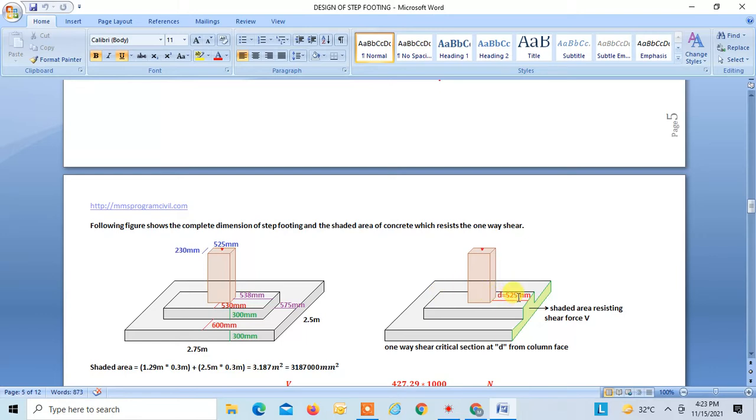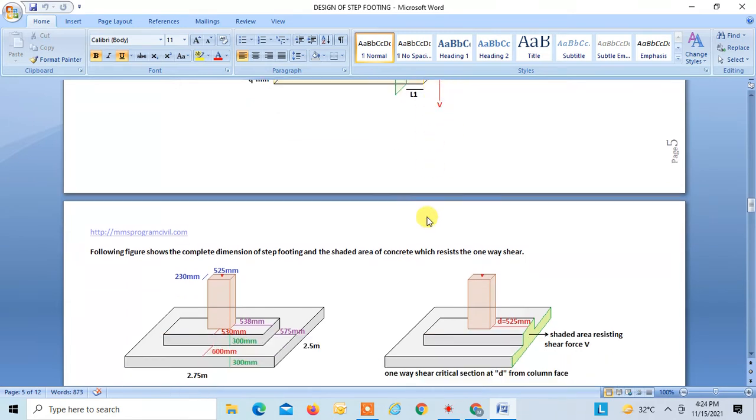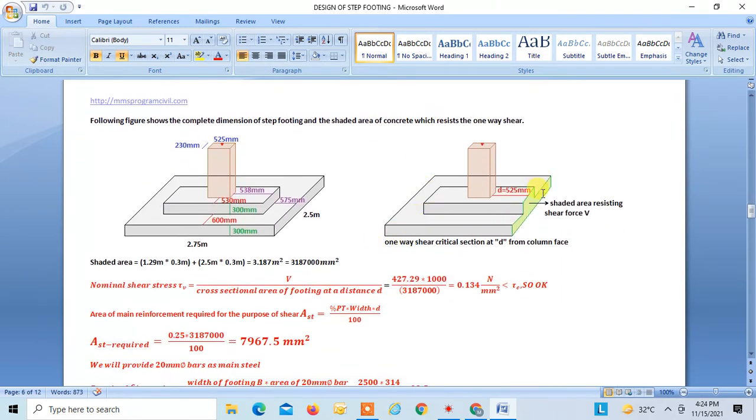So I am taking a section at a distance d, that is section 5-5. So this is the section which I have cut in the footing, and this shaded area is the area which has to resist the upward shear force. Now we can find the area of this shaded portion, which is found to be 3187000 mm square, and nominal shear stress can be found by this formula, that is tau v is equal to V divided by area. So that is equal to 0.134 newton per mm square, which is less than tau c.